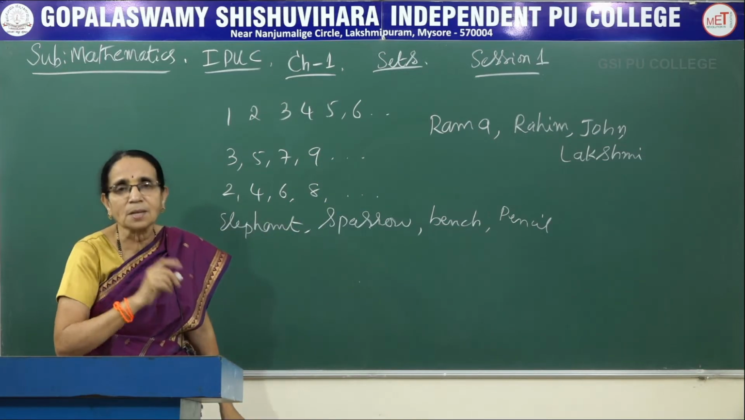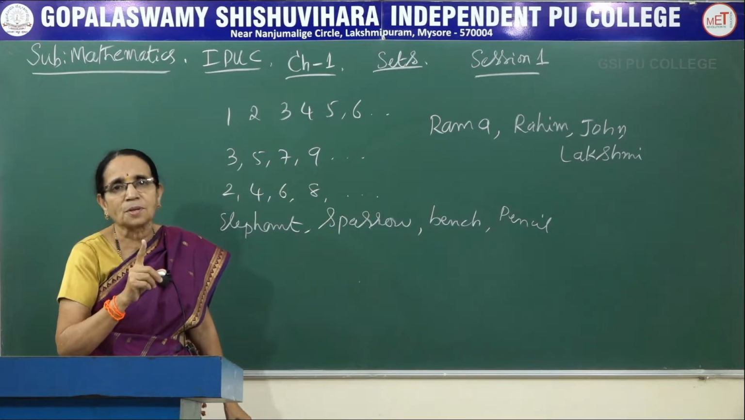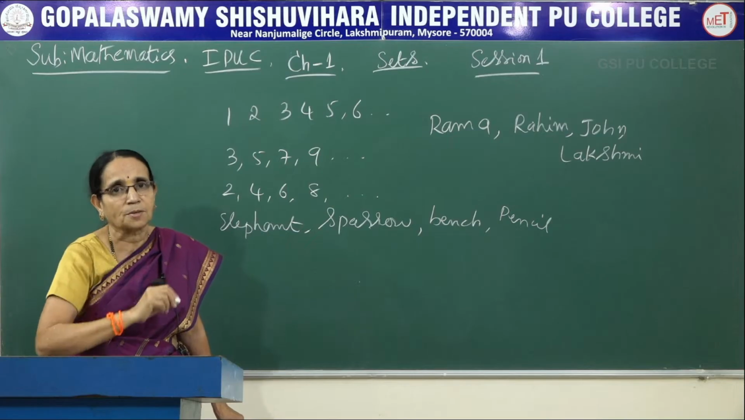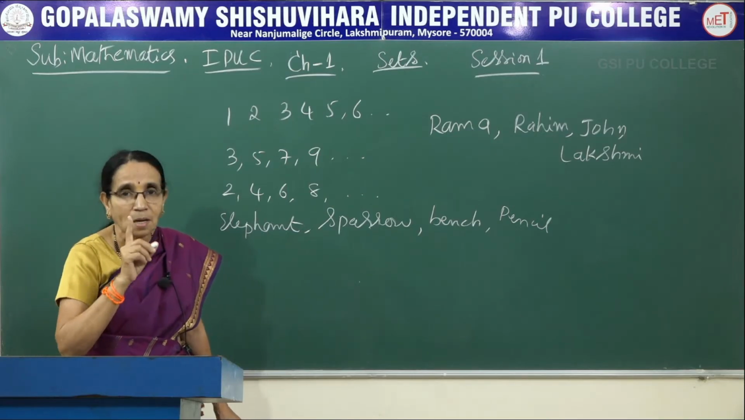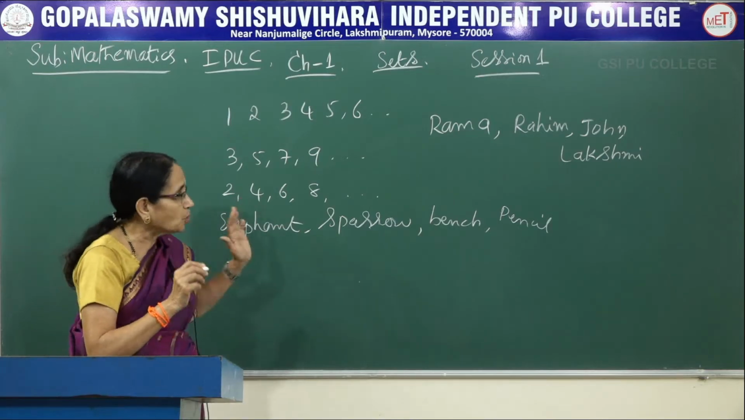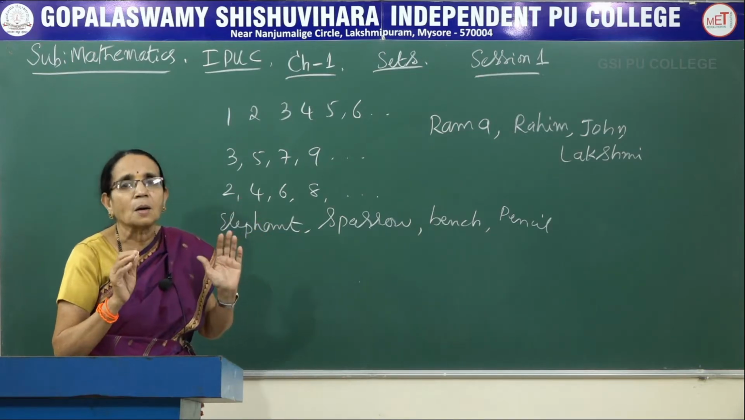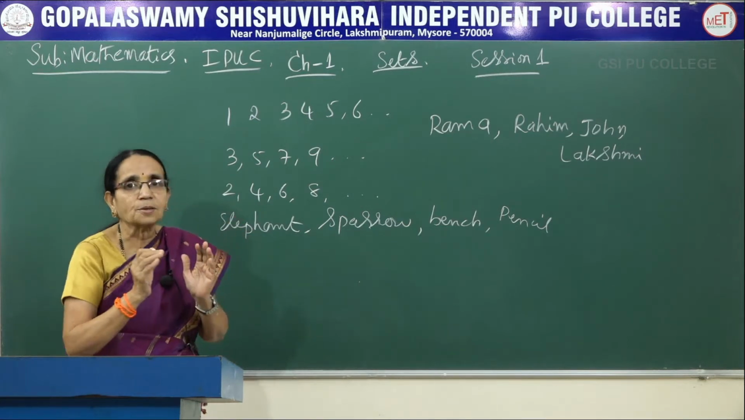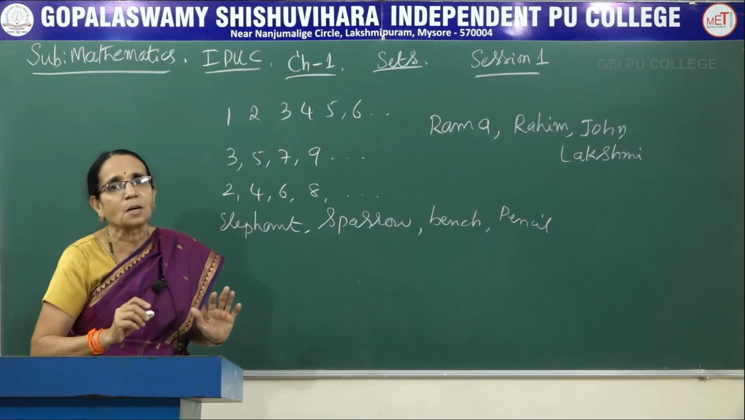So, how do you define a set here? A set is a well-defined collection of objects. That word well-defined is important. What do you mean by well-defined? They should have a common property, or all those quantities should be of the same type. That is the meaning of that.